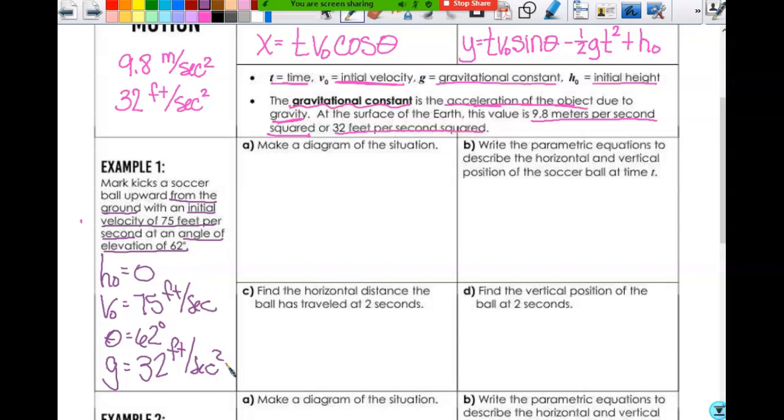All right. So I'm going to make a diagram of the situation. So here's my x and y. And since these are parametric equations, that means that it's actually the path of what's happening. So it's coming from the ground, going to kick the ball, comes up off the ground, and then eventually it's going to come back down. And that angle of elevation right there is 62 degrees. So there's my little diagram.